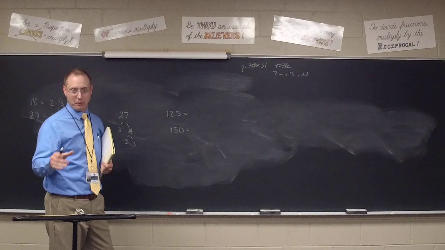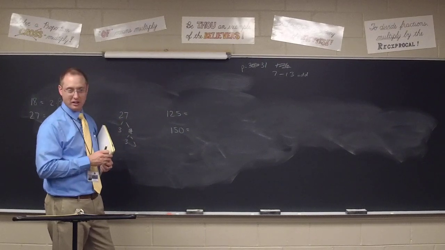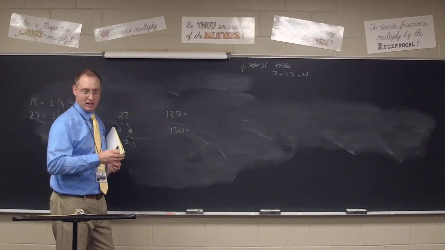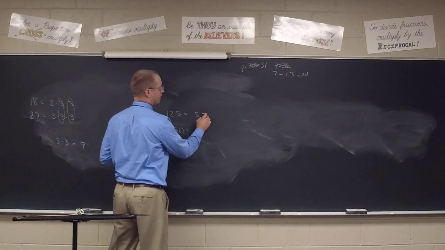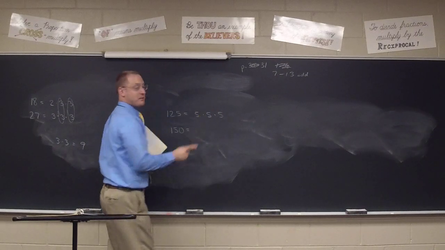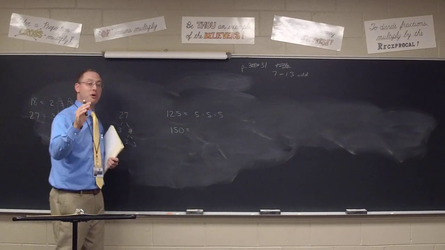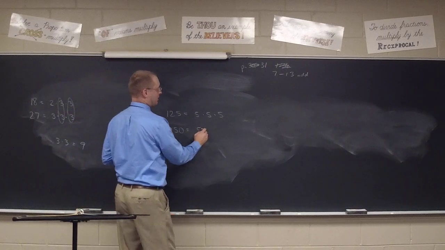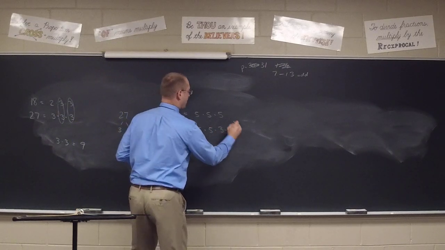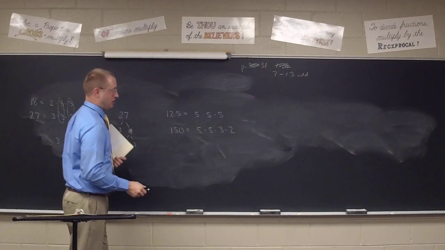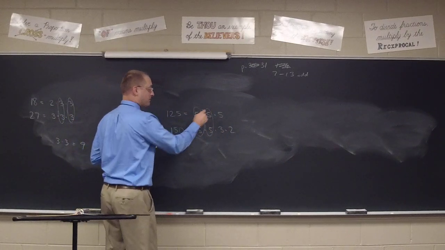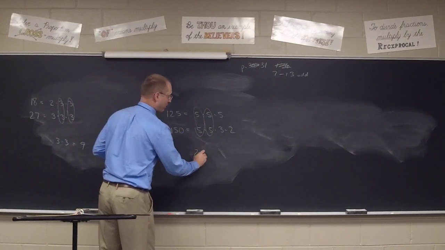When you got it all said and done, what were your factors of 125? When you completed the prime factoring. Page? 5 times 5 times 5. There we go. 5 times 5 times 5 is what we should have ended up with. How about for the 150, Page? 5 times 5 times 3 times 2. Okay. What do they have in common, Page? A pair of 5s. 5 times 5, so the greatest common factor is? 25.